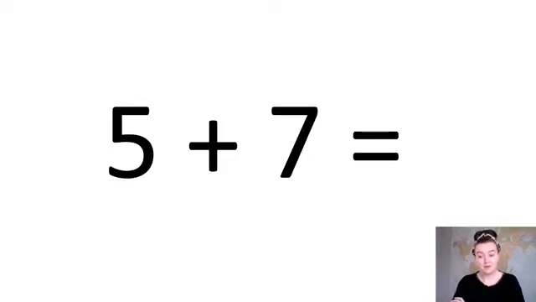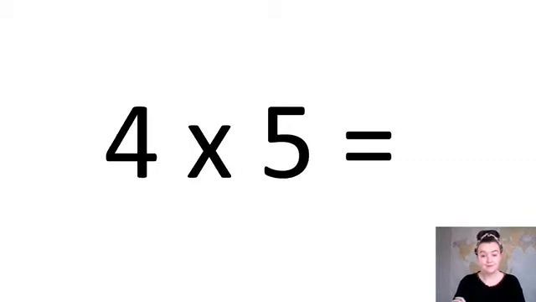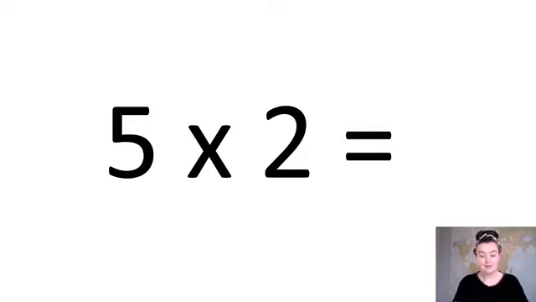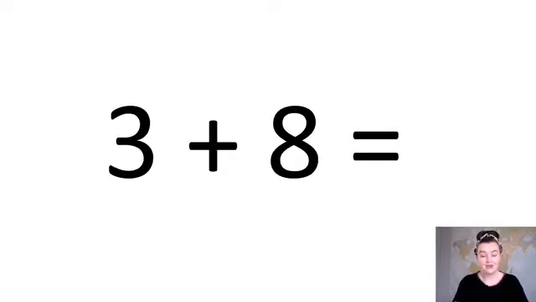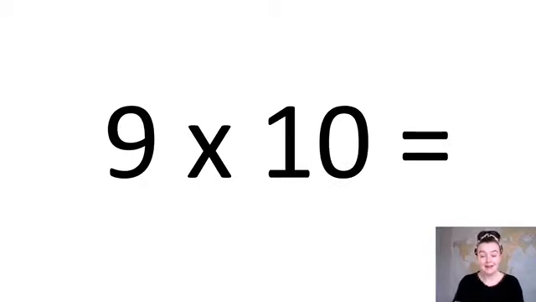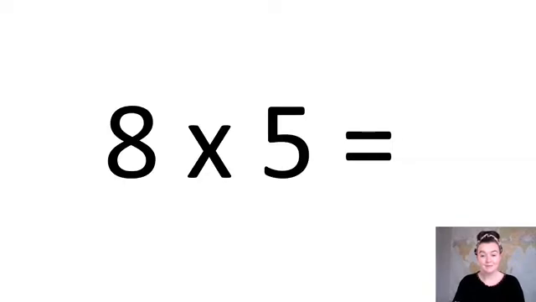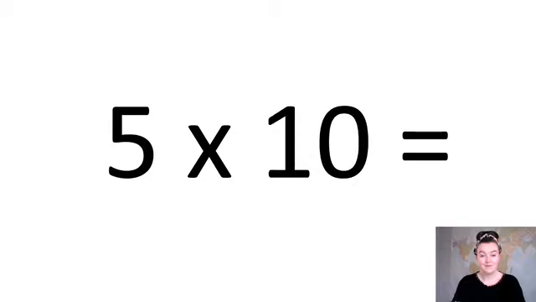Okay, time to move on and put some answers in. So the very first question, 5 plus 7 equals 12. 4 times 5 is 20. 8 plus 9 is 17. 5 times 2 equals 10. 3 plus 8 is 11. 9 times 10 is 90. 4 plus 7 is 11. 8 times 5 equals 40. 5 times 10 equals 50.